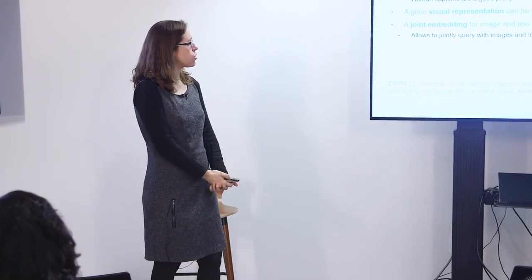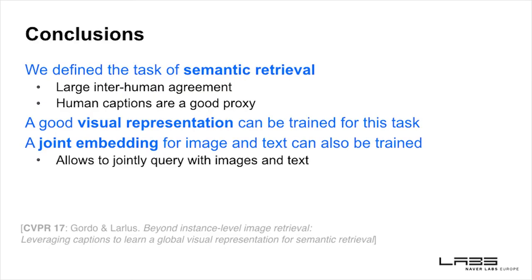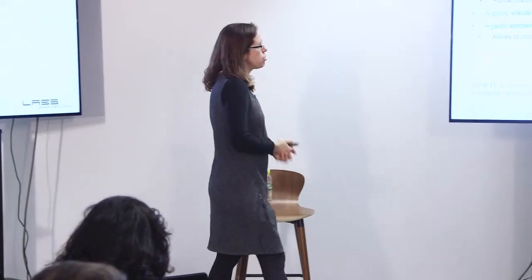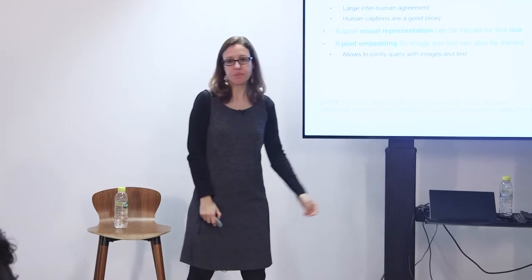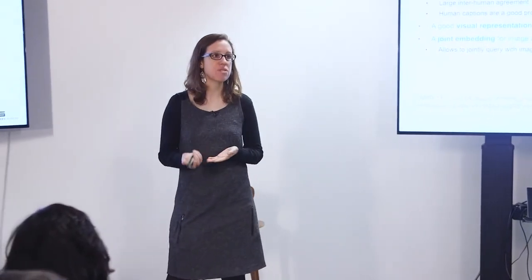This brings me to the conclusion of that part. So we defined the task of semantic retrieval. We showed that there's a large inter-human agreement on this task. So it's an interesting one to study. We've seen that human captions are a good proxy for the task. And they predict well what people are going to tell you is relevant or not for the semantic. We've seen that we can build a good visual representation for this task. If you leverage the captions at train time, then you can build a representation that is good at test time even when you have no text anymore. And we've seen that if you build a joint embedding for image and text, then you can jointly query with images and text.